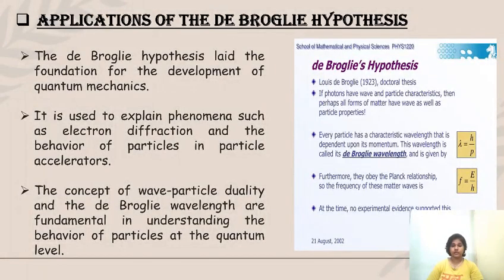Application of the de Broglie hypothesis. What are the applications of the de Broglie hypothesis? It laid the foundation for the development of quantum mechanics. It is used to explain phenomena such as electron diffraction and the behavior of particles in accelerators. The concept of wave-particle duality and the de Broglie wavelength are fundamental to understanding the behavior of particles at the quantum level.